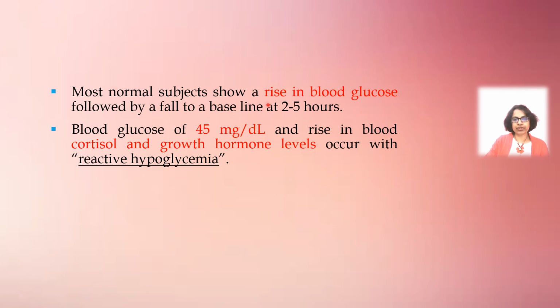Most normal subjects show a rise in the blood glucose followed by a fall to baseline at 2 to 5 hours. Blood glucose of 45 mg per dl and a rise in blood cortisol and growth hormone levels occur with reactive hypoglycemia.